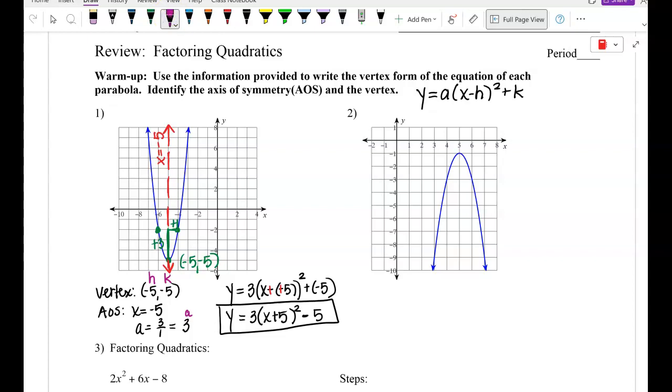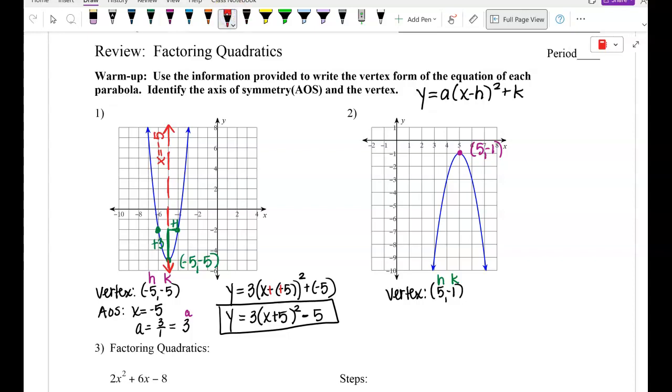Number 2, what would be the ordered pair that would represent our vertex there? 5, -1. So our vertex, 5, -1. And again, the significance of that is that that is representing my h and my k.